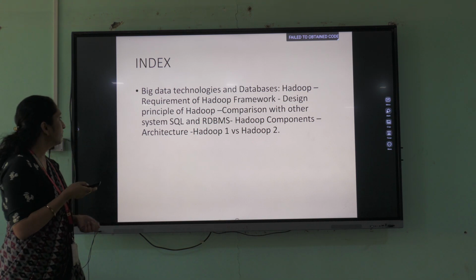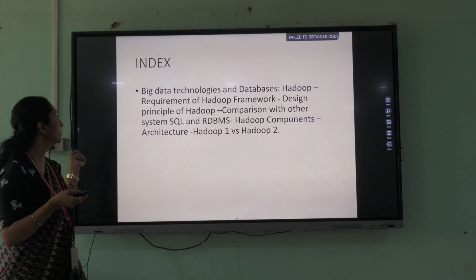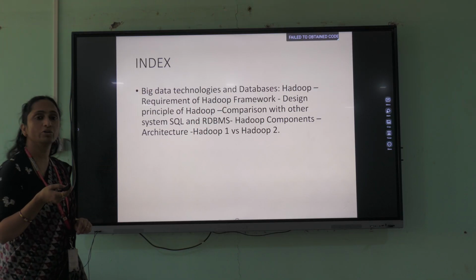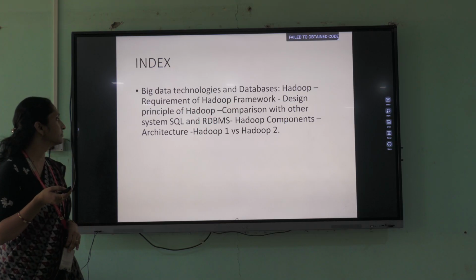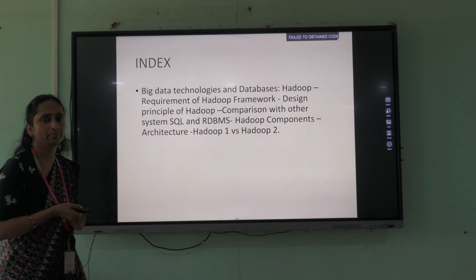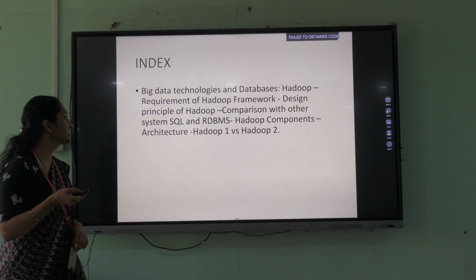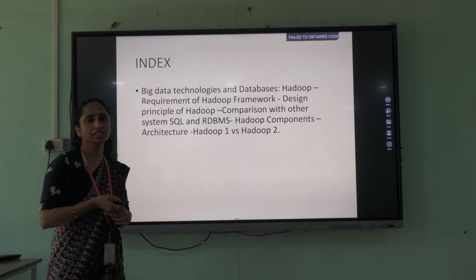So coming to the next part of this, Hadoop, where we will discuss requirements of the Hadoop framework, design principles of Hadoop, comparison with other systems like SQL and RDBMS, Hadoop components, architecture, and Hadoop 1 versus Hadoop 2.